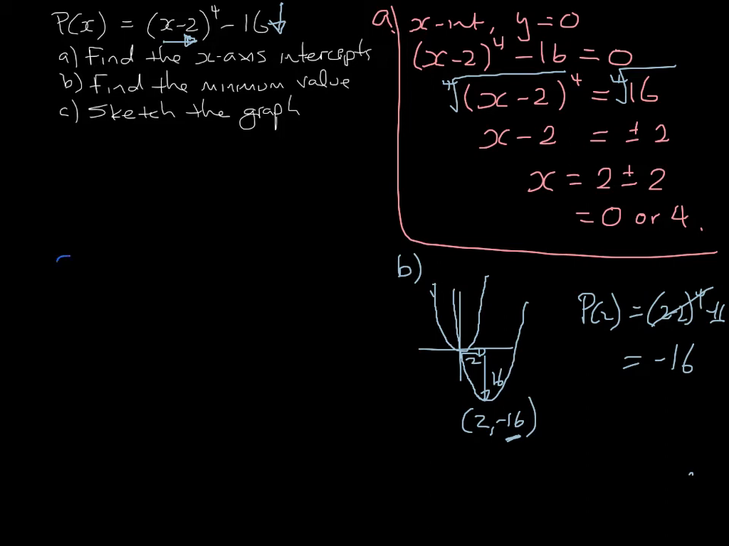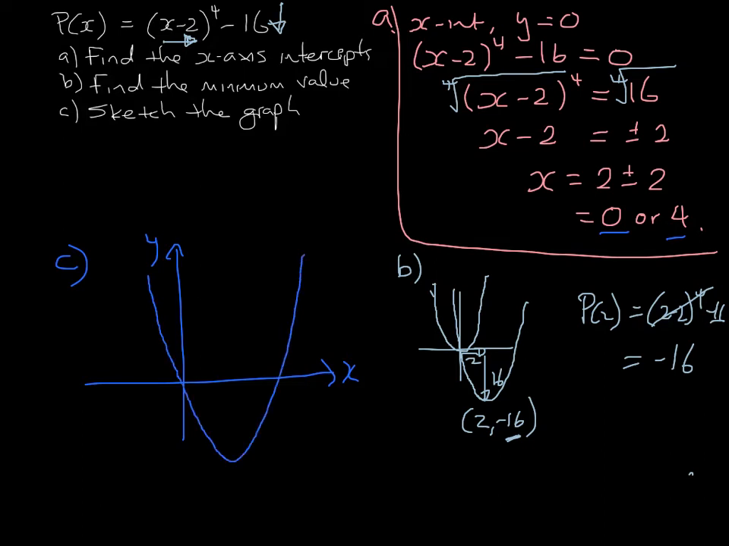So for part C, as we sketch the graph, we have x-intercepts at 0 and 4. Because we have an x-intercept at 0, we also have a y-intercept at 0. So I'll draw a little y and x. The graph will come down through there, down like so. We have an x-intercept at 0, we have an x-intercept at 4, and we have a turning point at 2 and negative 16. So that's the graph.